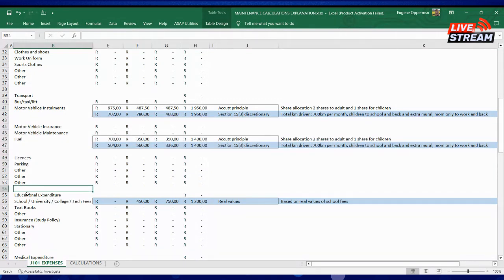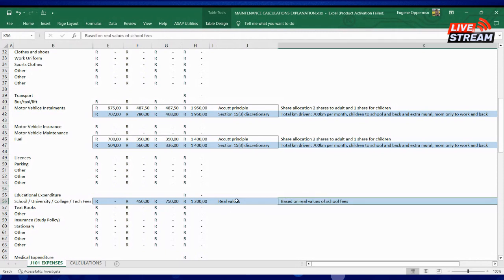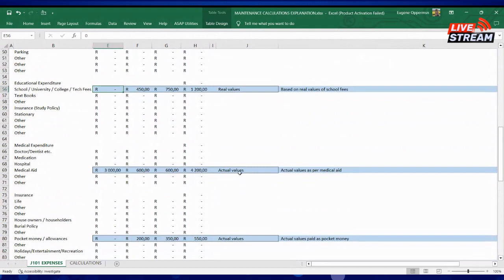Obviously, there are some things that need to be based on real figures. For example, school fees. Obviously, mom does not have anything to do with school, so those only get allocated towards the children. Medical aid. Yes, if you do have a medical aid, use the actual figures on the statement of the medical aid, where you can say this is the member's portion, the main member, and these are the dependents.